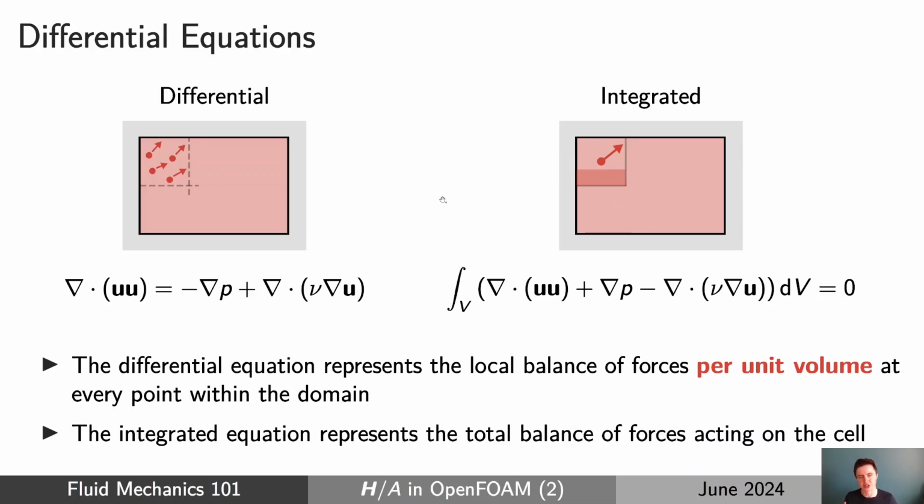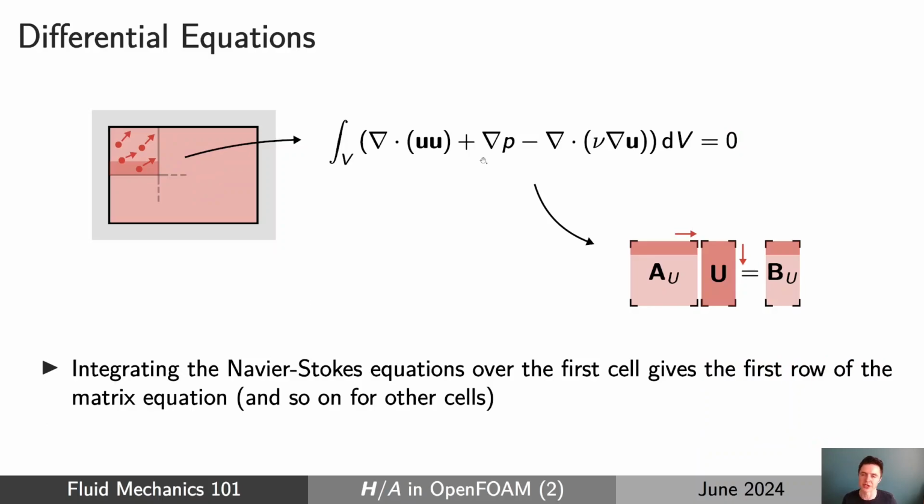And this distinction is going to be very important for us when we're looking at the pressure equation and HbyA. The Navier-Stokes equations written in differential form represent a local balance of forces per unit volume, whereas the integrated form represents the total forces acting on the volume of the cell. And the reason that's going to be important is when we think about the form of the matrix equations that we were considering in the previous lecture.